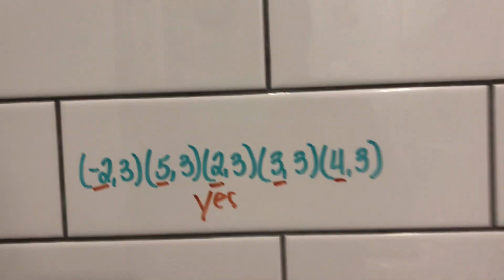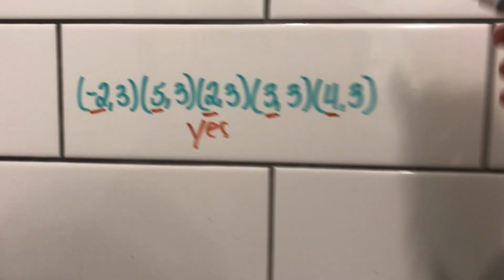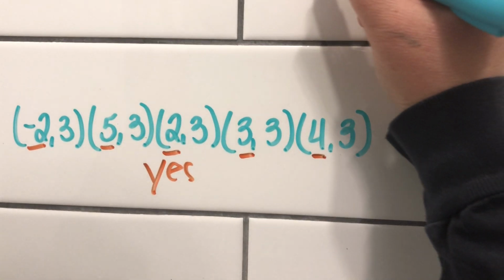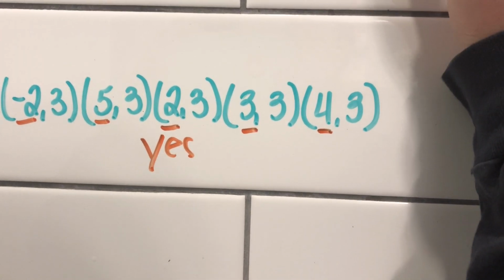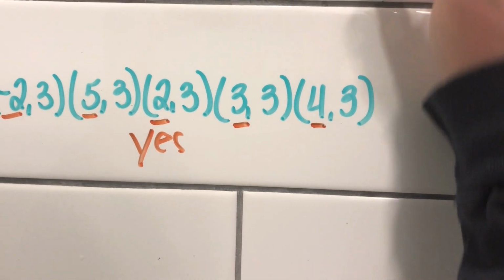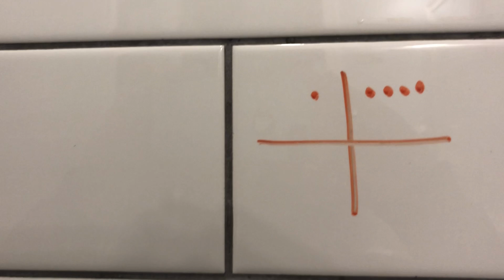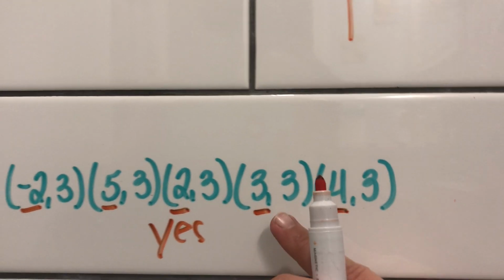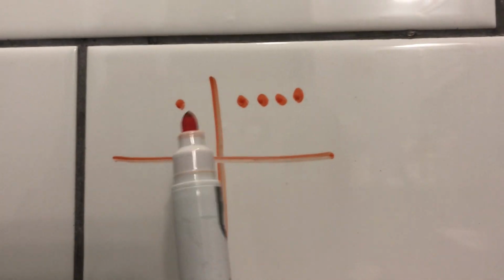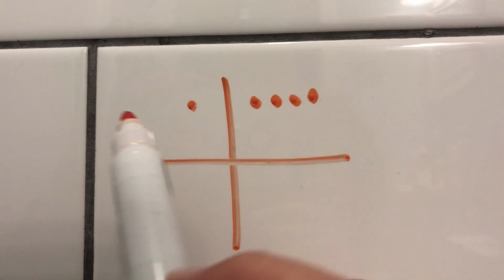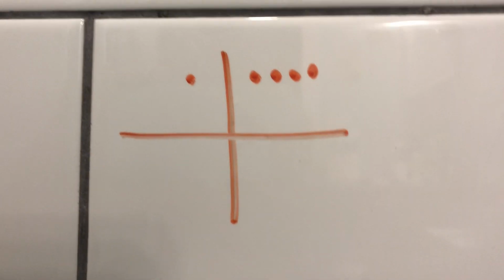Now I just want you to think about this from a visual standpoint and go back to that vertical line test. I'm going to sketch a really rough graph real quick. -2, 3 is going to be about here. 5, 3 is about here. 2, 3, 3, 3, and 4, 3. So that's a super rough graph of this one that we just said is a function. The reason why the y's we don't care about, that's going to be a horizontal line. And that would pass the vertical line test. So that's just a visual for you to think about there.